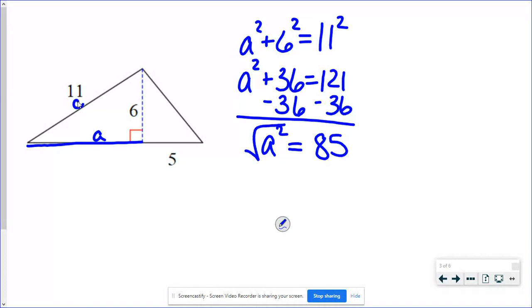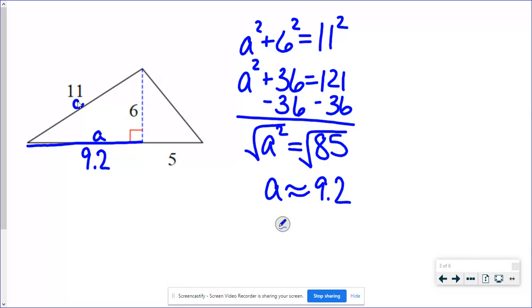But again, you should be able to get an idea of about what this answer should be. This is going to be a little bit more than 9, right? So A is going to be about, the square root of that answer is 9.2 when we're rounding to the nearest tenth. So this side length would be 9.2.